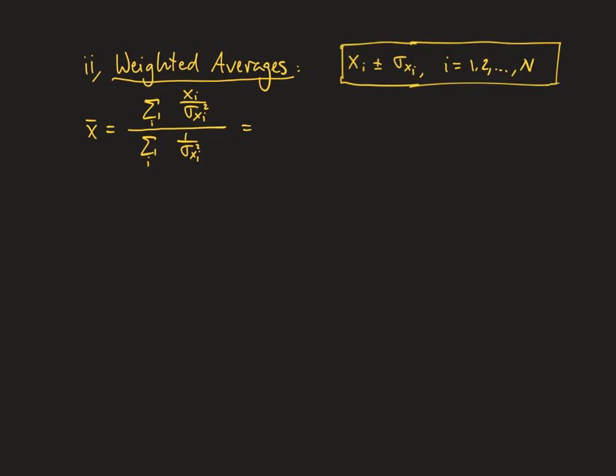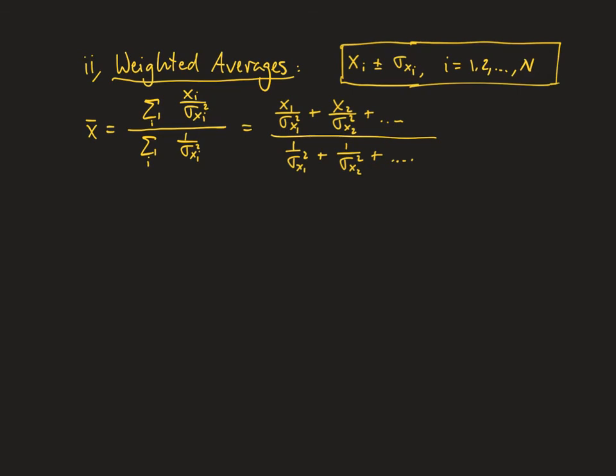So this is really x1 over sigma x1 squared plus x2 over sigma x2 squared, etc., over 1 over sigma x1 squared plus 1 over sigma x2 squared plus dot dot dot. So we'll add up the things in the numerator, the things in the denominator, and then that'll be two numbers, and we'll divide those two numbers.